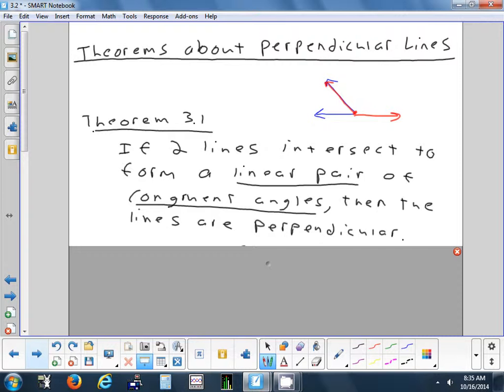So now we're extending that a little bit to say that if the angles form a linear pair and they're congruent, here they're not congruent. The red angle is a lot bigger than the blue. But if they were congruent, that would mean the lines are perpendicular. Right? And we'd have to reason through why that's true if we're going to prove that. Okay, we'll prove this one.